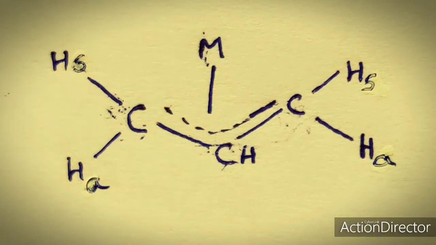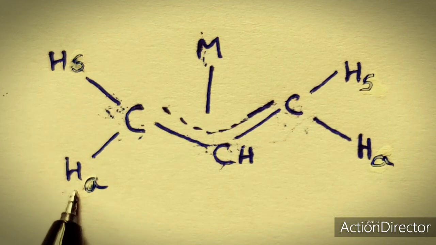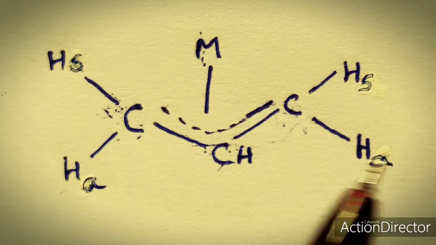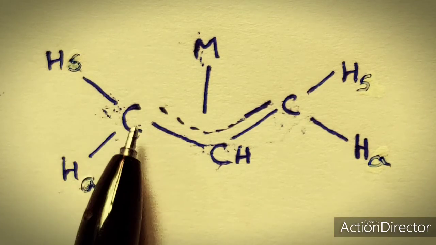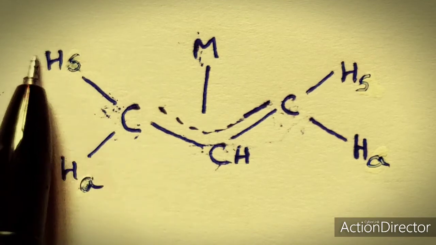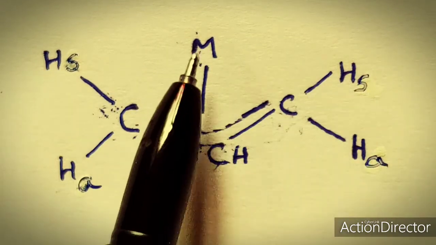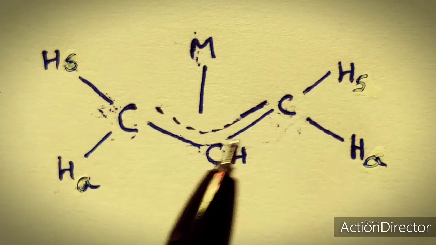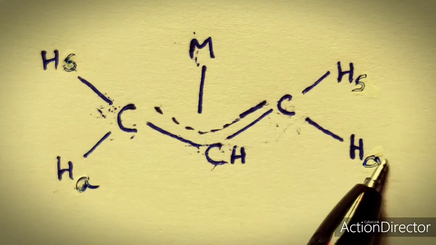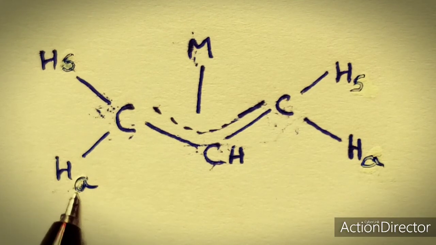This is the structure of metal allylic complexes, where you can see that the hydrogen atoms present in the CH2 group that are away from the metal center are known as anti. They are represented by A in the subscript. And the hydrogen atoms which are near the metal center are known as syn. So these are syn hydrogens, which are towards the metal center. And the hydrogen atoms in the anti position, far away from the metal center, are known as anti hydrogens, represented by A in the subscript.